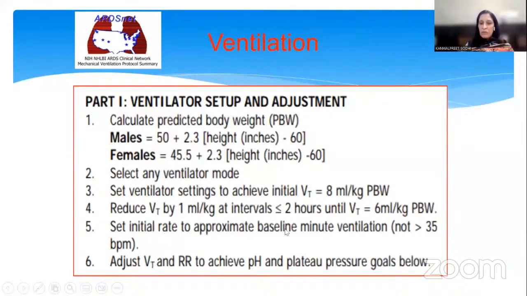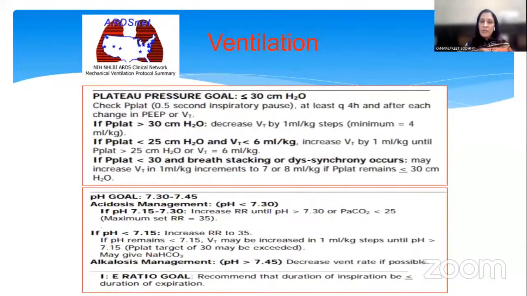Set the initial rate to approximate baseline minute ventilation, and the rate should not be more than 35 breaths per minute. And we are going to adjust the tidal volume and the respiratory rate to achieve the pH and plateau pressure goals, which we are going to discuss in the next slide. The plateau pressure goal we have talked about is less than or equal to 30 centimeter water. So we need to check the P-plat. How are we going to check it? We have discussed this: by applying a 0.5 to 1 second inspiratory pause, and at least 4 hourly this should be checked, or whenever we are changing any of these, the PEEP or the tidal volume. Whenever we change, we have to check the P-plat.